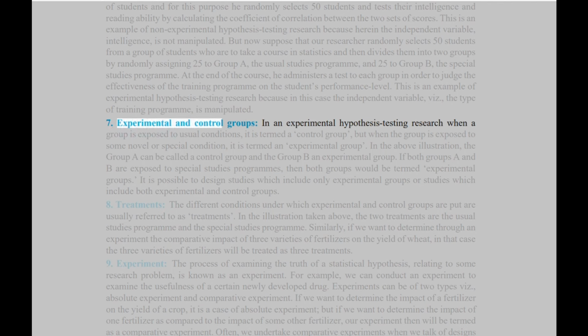7. Experimental and control groups. In an experimental hypothesis testing research, when a group is exposed to usual conditions, it is termed a control group. But when the group is exposed to some novel or special condition, it is termed an experimental group. In the above illustration, Group A can be called a control group and Group B an experimental group. If both groups A and B are exposed to special studies programs, then both groups would be termed experimental groups. It is possible to design studies which include only experimental groups or studies which include both experimental and control groups.